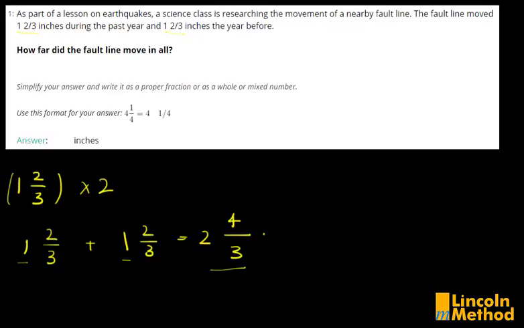But this is incorrect in the sense that we have an improper fraction in this mixed number, which shouldn't be the case. And the way to work around that is take this improper fraction that we have right here and convert it into a mixed number. So let's see how it's done.